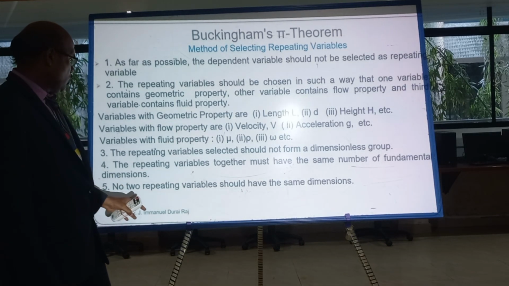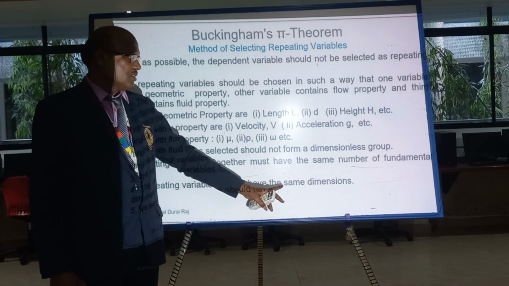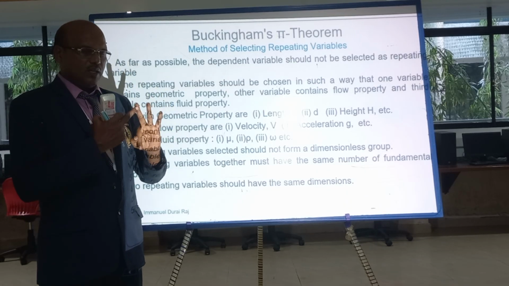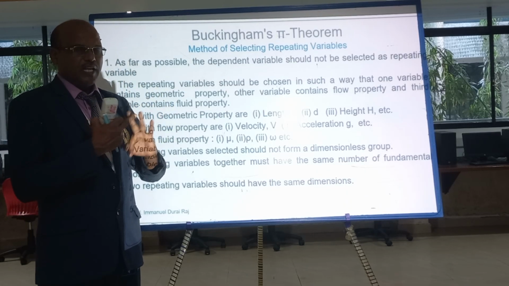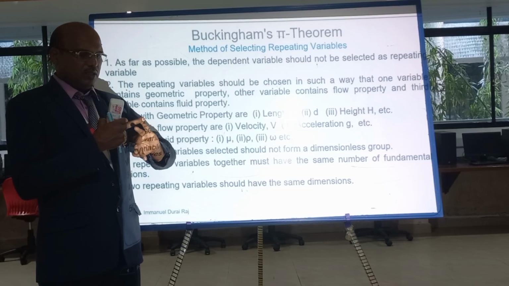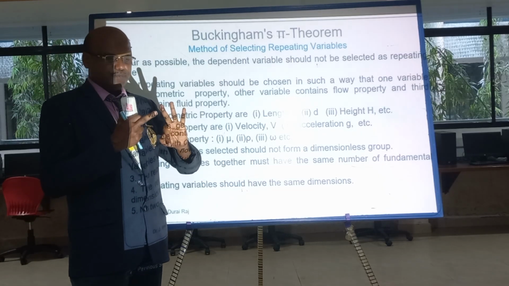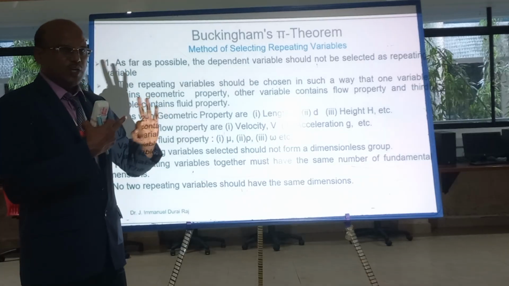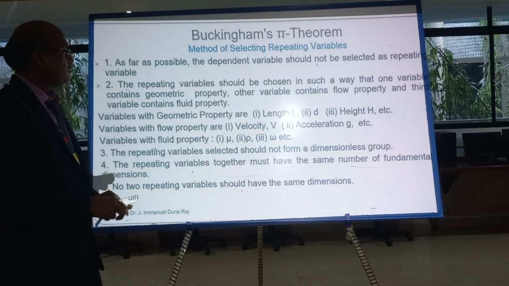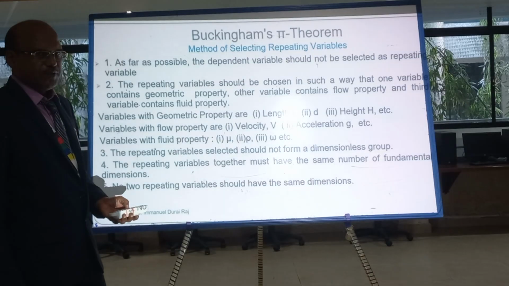Now, no two repeating variables should have the same dimension. You have 3, and all should have different dimensions. So you should have length, meter per second, or Newton meter per second square. These 3 should have different dimensions. So this is the fourth condition given for selecting repeating variables.